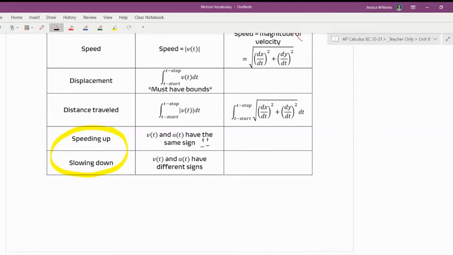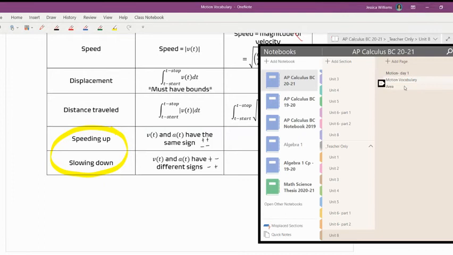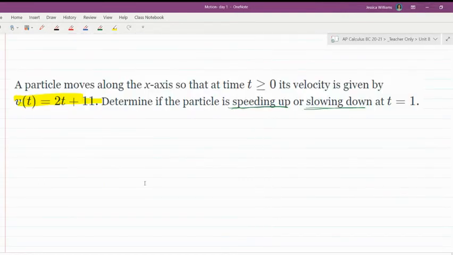To slow down means they're working against each other, and you have a positive velocity but a negative acceleration, or a negative velocity and a positive acceleration. So they're either working together or they're working against each other. Working together speeds up, working against each other slows down. So I have to go find those 2 values and see if they're both positive, both negative, or one of each.